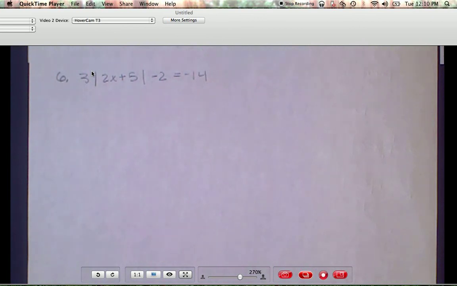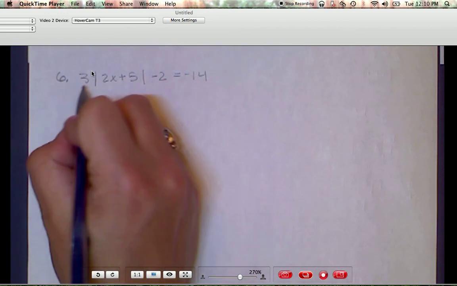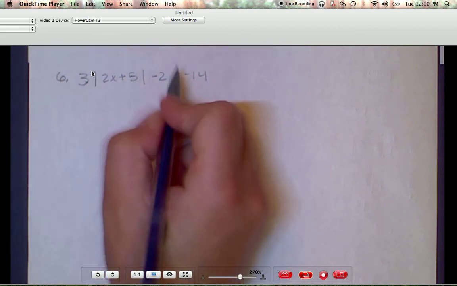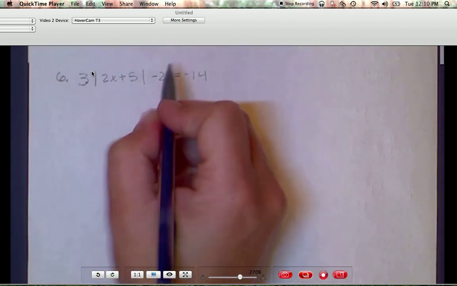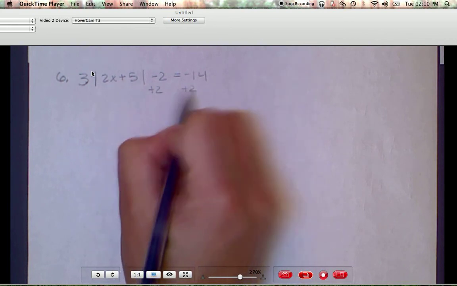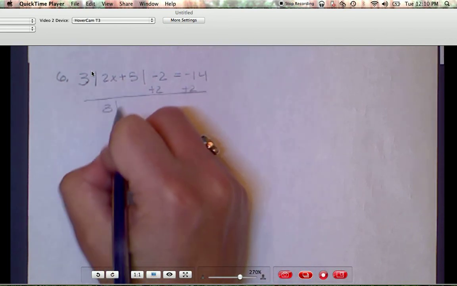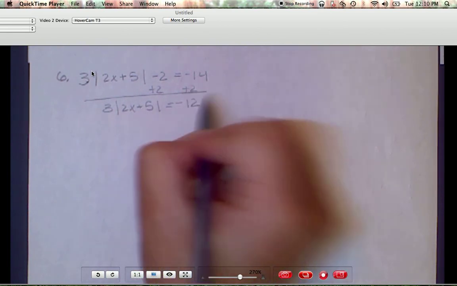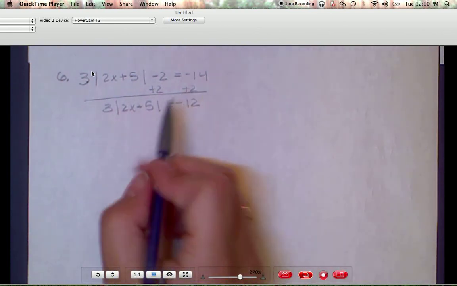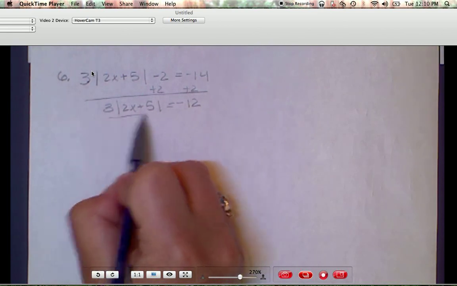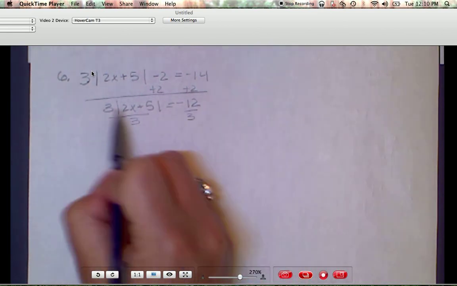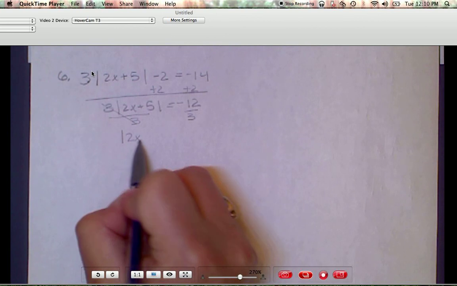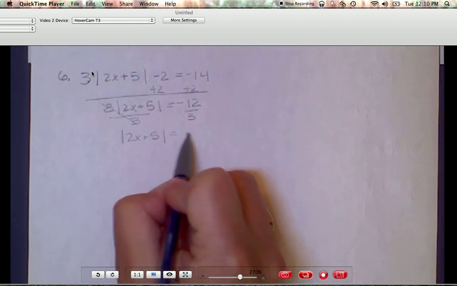All right, so what do we do first? We've got a 3 outside, which shows this multiplication, and we've got subtraction. So we always undo addition and subtraction first, so we add 2 to both sides. 3 times the absolute value of 2x plus 5 equals negative 12. What's next? We want to get rid of this 3 next, so we divide both sides by 3. We get the absolute value of 2x plus 5 equals negative 4.